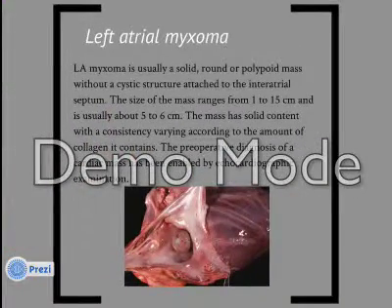Left atrial myxoma. Left atrial myxoma is usually a solid, round, or polypoid mass without a cystic structure attached to the interatrial septum. The size of the mass ranges from 1 to 15 centimeters and is usually about 5 to 6 centimeters. The mass has solid content with a consistency varying according to the amount of collagen it contains. The preoperative diagnosis of a cardiac mass has been enabled by echocardiographic examination.